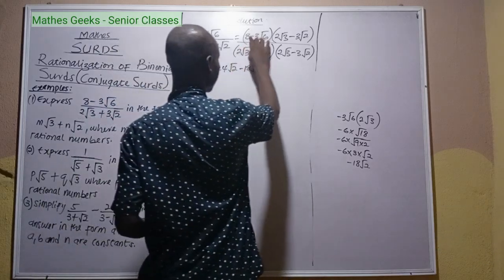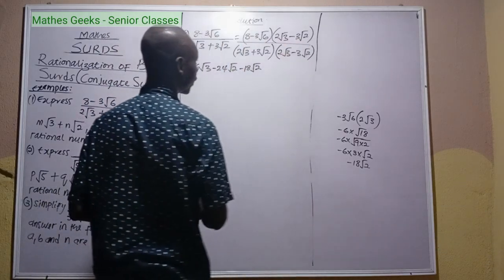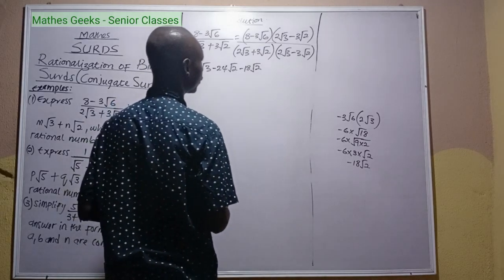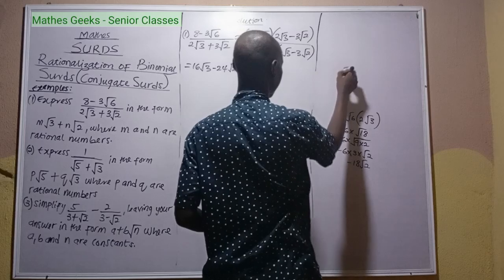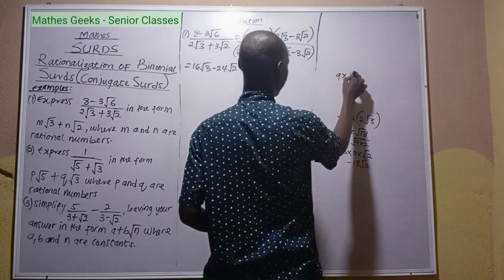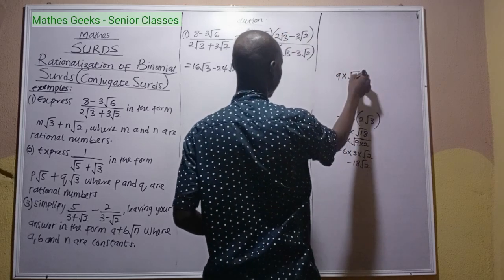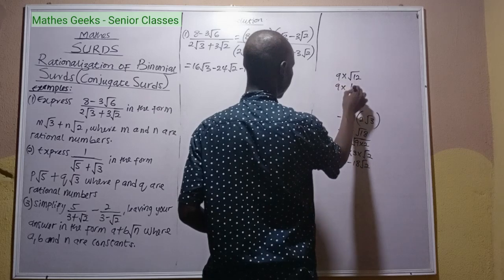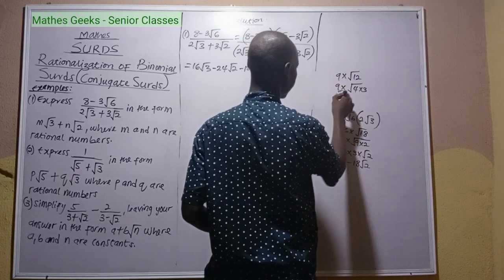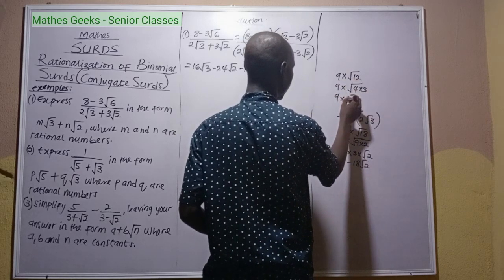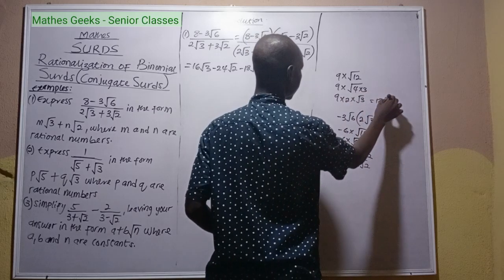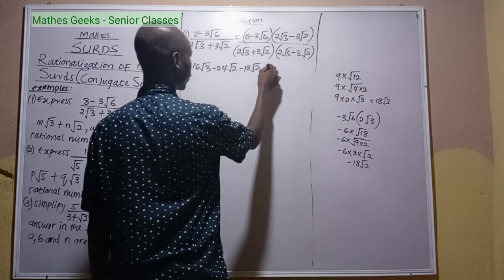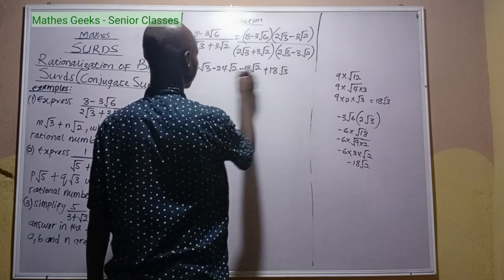So minus 3 times minus 3 is plus 9. Root 6 times root 2 will give me root 12. So 9 times root 6 times root 2 will give me root 12, which is root 4 times 3. So 9 times root 4 is 2, times root 3. So 18 root 3. This will give me plus 18 root 3.